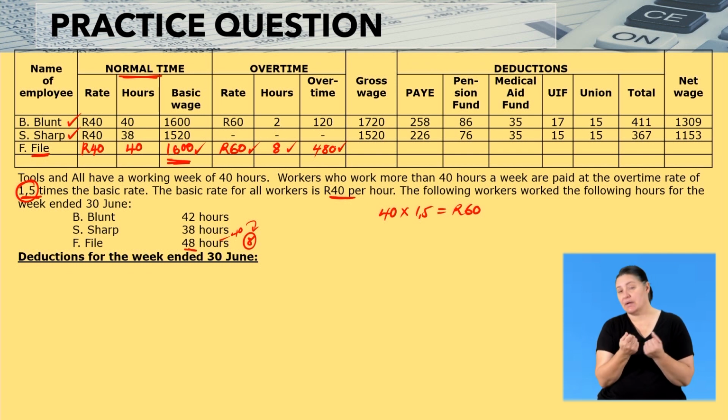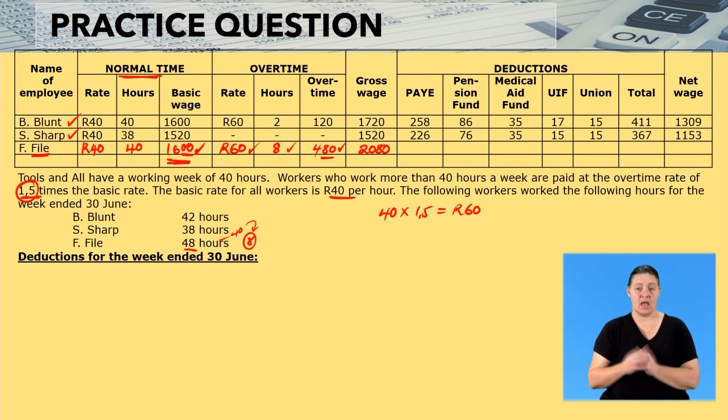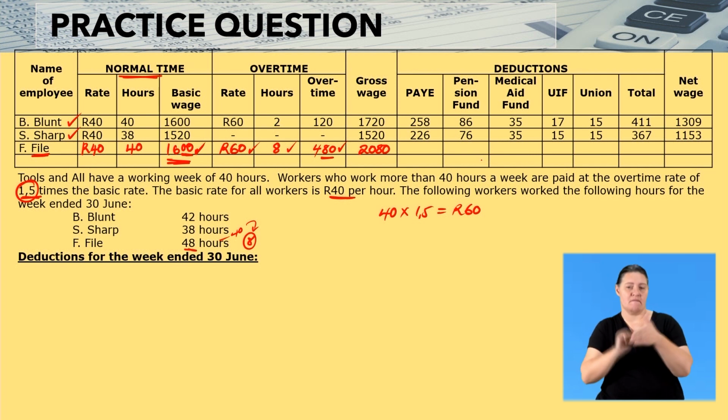That will give you how much? Let's say it again, 1,600, punch that in your calculator. 1,600, your basic, plus your overtime, which is 480. It will give you 2,080. We now need to focus on our deductions.